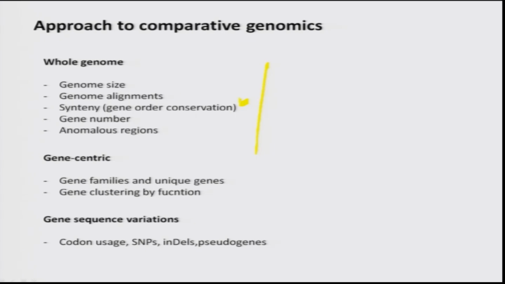So, this information tells you what happens to a particular genome, whether it is undergoing evolution, whether it is conserved, how it could have evolved, and this is the information that comes when you look at the whole genome in total. There could also be gene-centric studies.